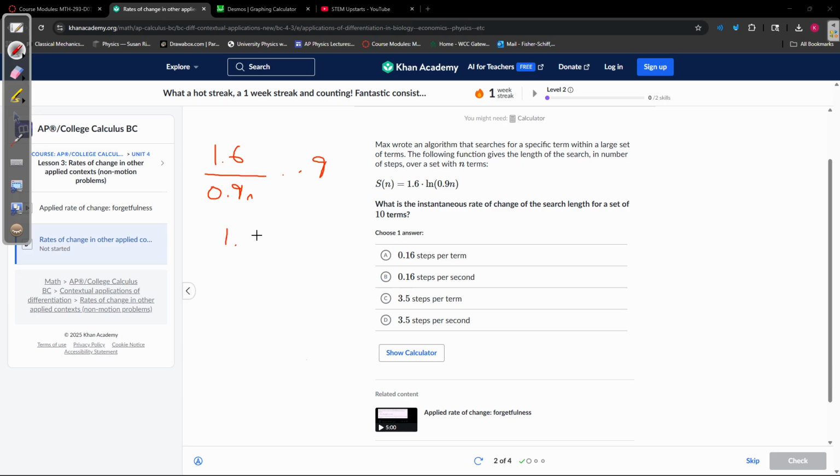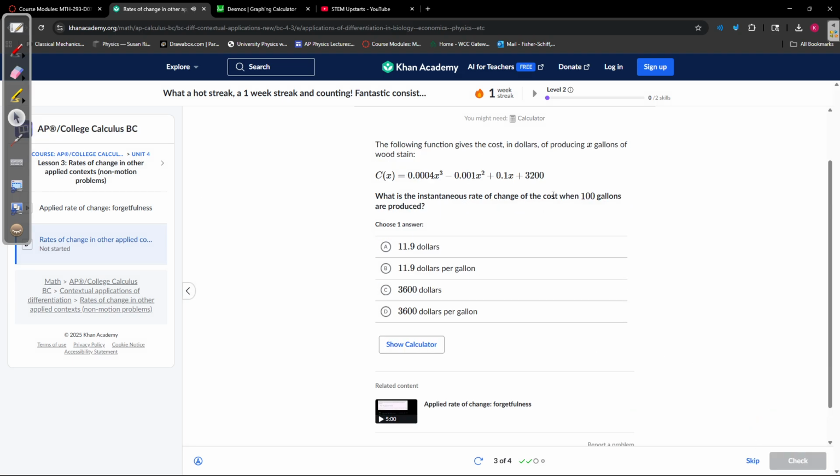And at 10, this would be 1.6 over 9 times 0.9, which would be 1.6 over 10, which would be this one. And the reason it's this one is because you're taking the set of steps, and you're dividing it to find the derivative. You're dividing it by n, or you're doing it with respect to n, which is terms and not seconds. So that's why I say.